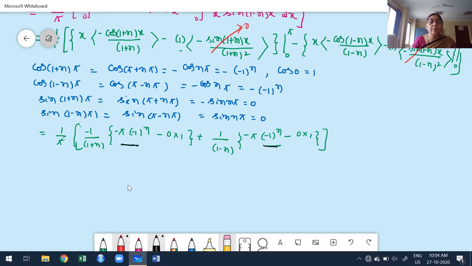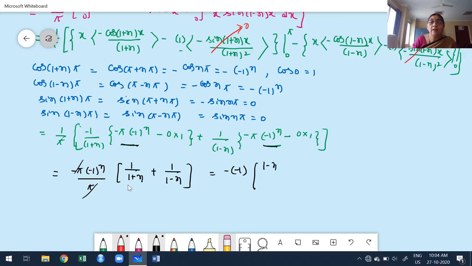Now carefully I have to simplify. What's a common factor from these terms? Minus pi into minus 1 to the power of n by pi. Pi is already there. What's the remaining? 1 by 1 plus n plus 1 by 1 minus n. Okay. Now pi is cancelled. Now I have to take the LCM. What happens now? 1 minus n plus 1 plus n divided by 1 minus n into 1 plus n. N cancels. I think it is clear. N cancels. 2 we get.